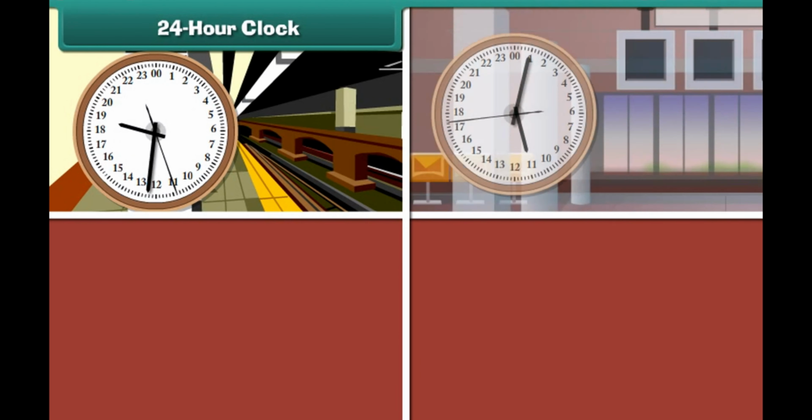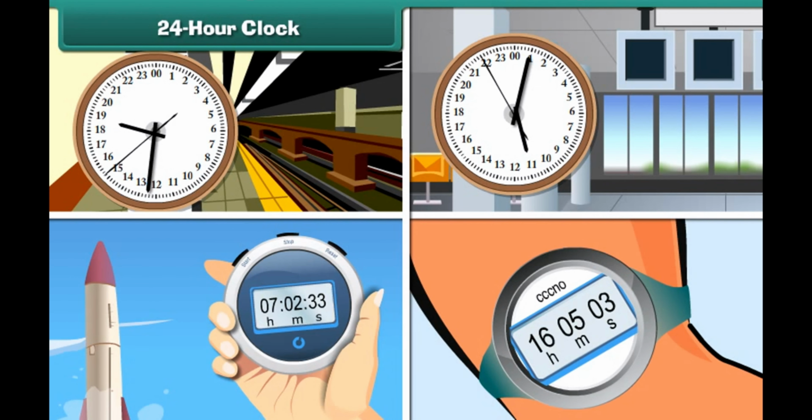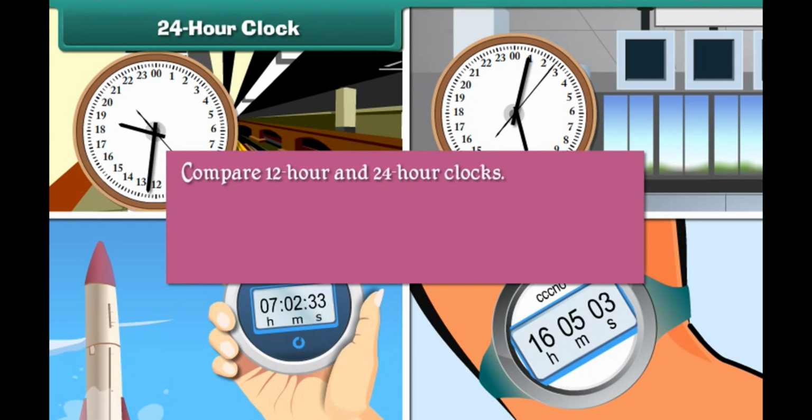24-hour clock. The 24-hour clock is commonly used to specify the time of train and plane departures, take-off time of space shuttles, time of attack by the armed forces, etc. In order to understand it better, let us compare 12-hour and 24-hour clocks.